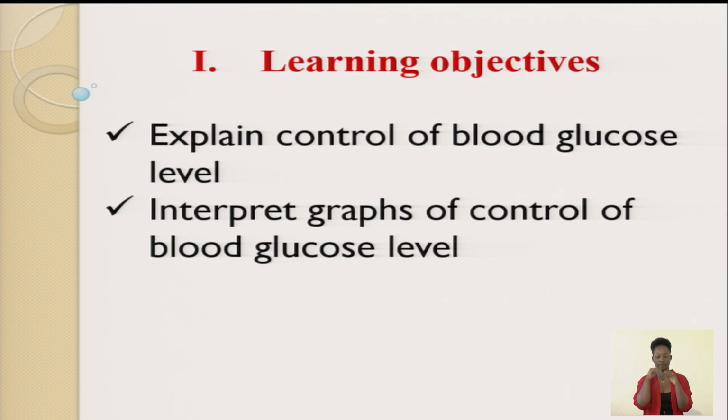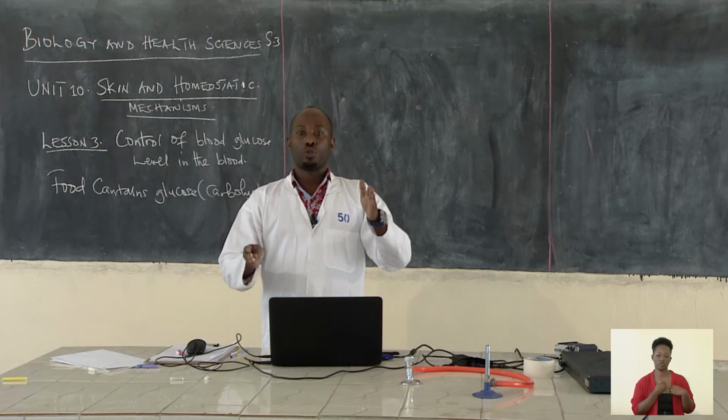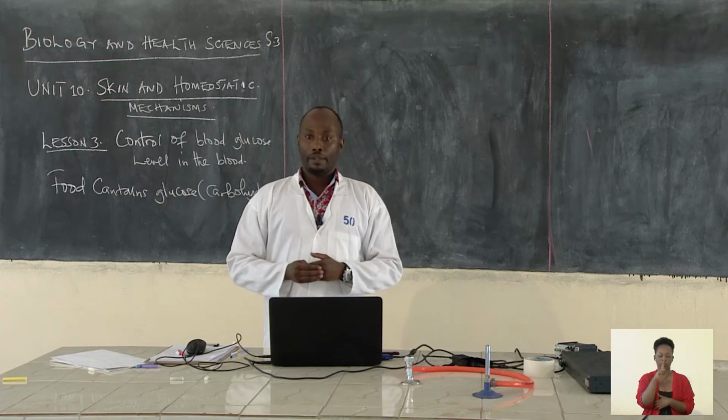We also have to interpret the graph of control of glucose level in the blood. Because once the glucose level is not controlled in the blood, it can destroy our tissues, so we have to try by all means to balance the glucose level in the blood.